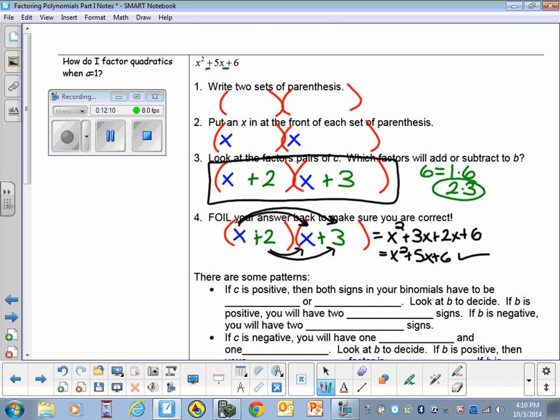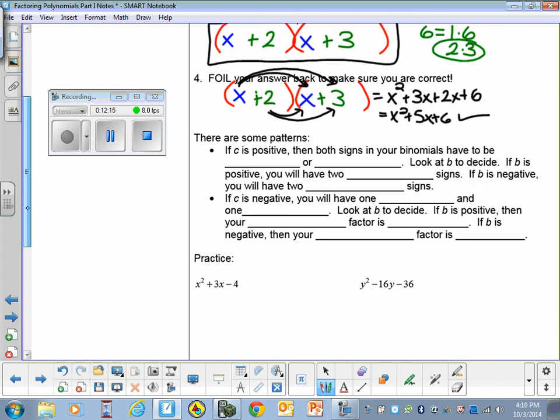Now there are some patterns to help you figure out where to put the addition signs and where to put the subtraction signs. If c is positive, then both signs have to be addition, because a positive times a positive is a positive, or both signs have to be subtraction, because a negative times a negative is a positive. So we look at b to make our decision. If b is positive, we have 2 addition signs, like in the example above. If b is negative, we have 2 subtraction signs.